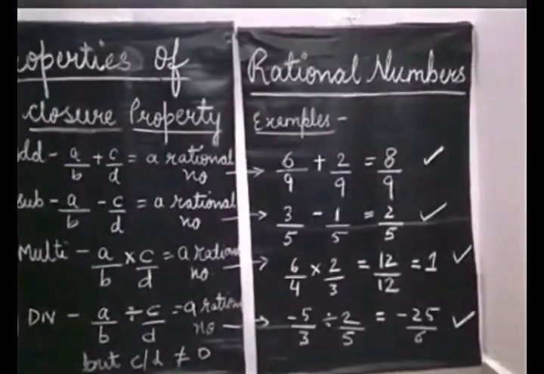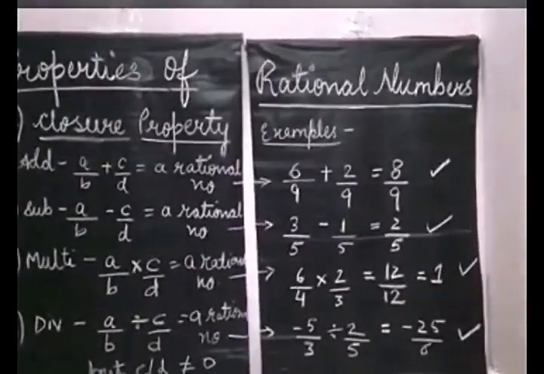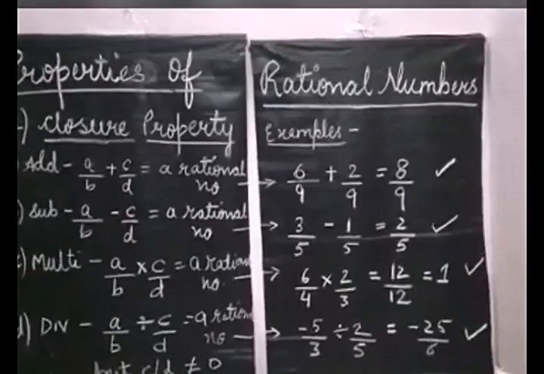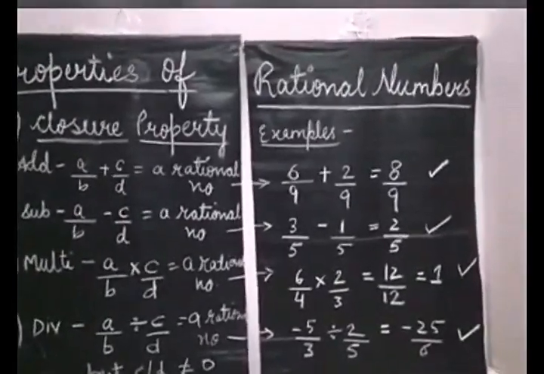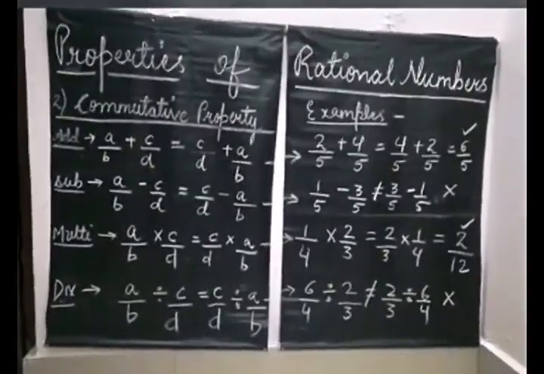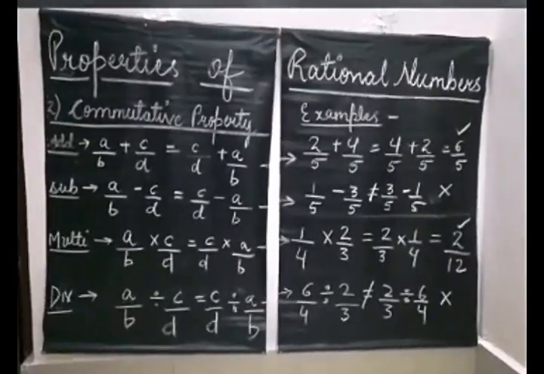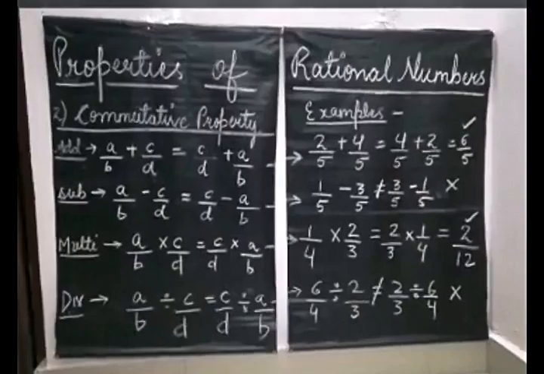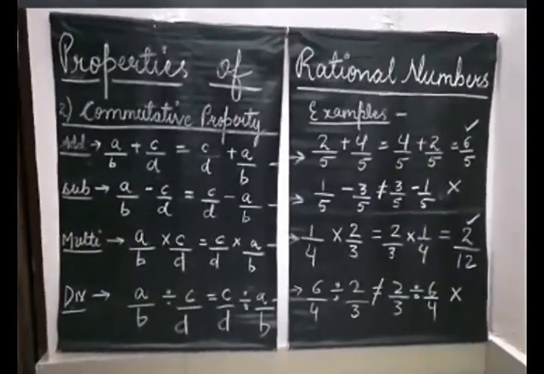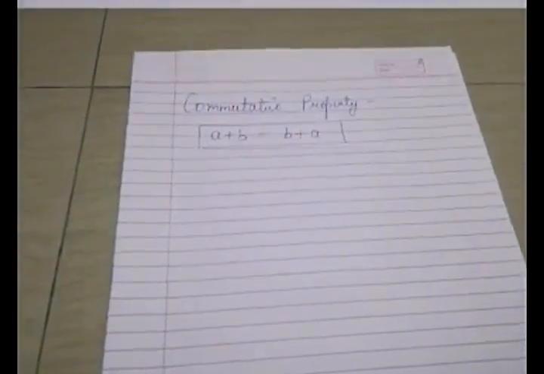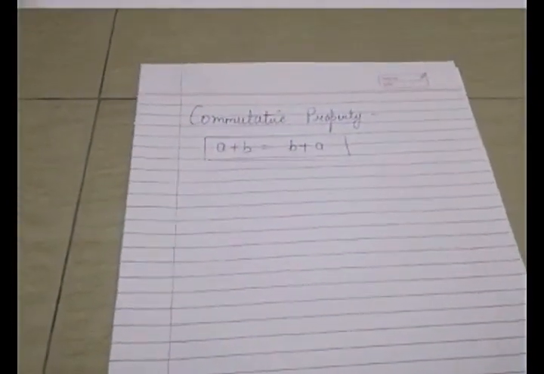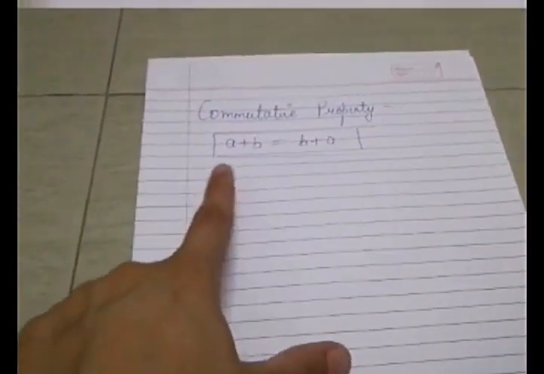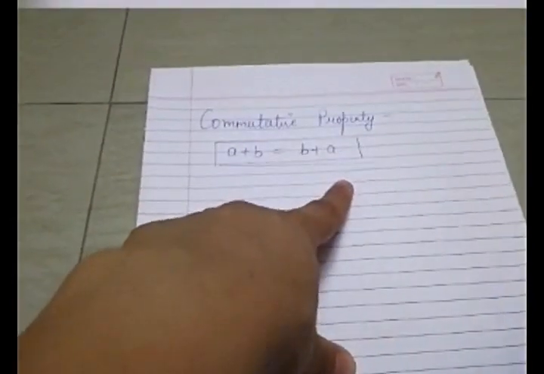I hope the closure property is clear to all of you. Now we will see the next property. So the next property is commutative property. We will see in which cases commutative property is applicable. First is addition. According to commutative property, in case of whole numbers, A plus B must be equal to B plus A. It means that LHS must be equal to RHS.